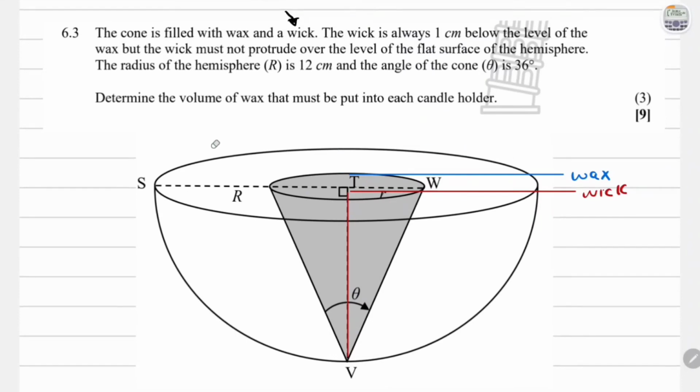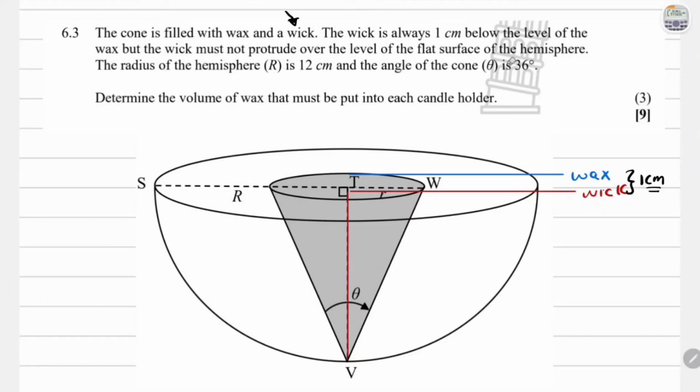And I'm already guessing that the hemisphere and this surface are not the same size anymore, because this stick must not be above the hemisphere, and it's always 1 centimeter below the wax. Well, if it's already 1 centimeter below the wax, then of course it's not going to go over the flat surface of the hemisphere. So we still have what we had before. This is just 1 centimeter below that.